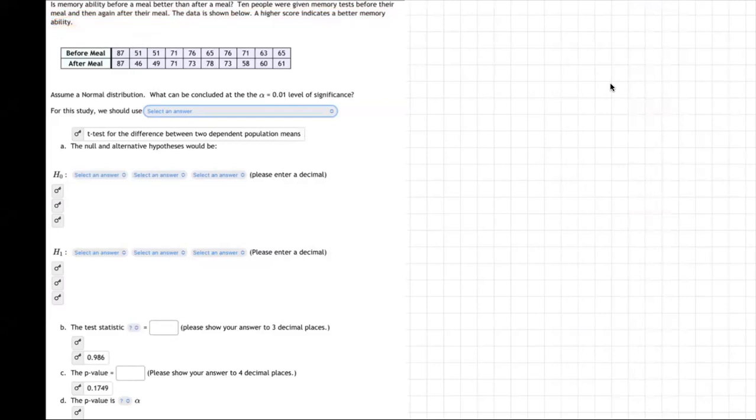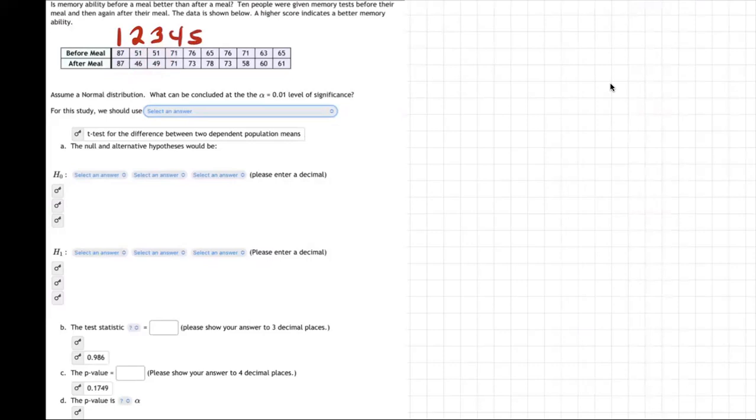Okay. So basically what they did, this is person number one right here. Person number one got an 87 on the memory test before the meal, and then he or she retook a different memory test after the meal, also got 87. Person two got a lower score after the meal, 51 before the meal, 46 after. Person three got a 51 before, 49 after. Person four did the same on both.